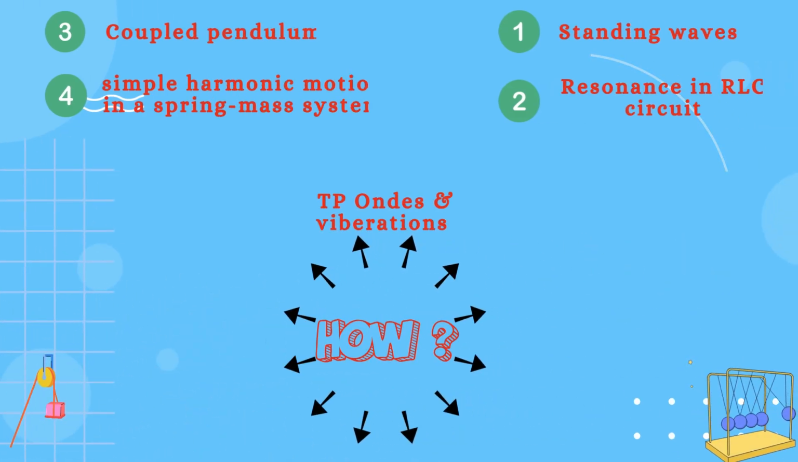In fact, a question comes to mind: how many labs should we do in this module during a season? This module contains different experiments, and usually we do just 4 to 5 lab classes. Amongst them we mention standing waves, resonance in series LC circuit, coupled pendulum, and simple harmonic motion in spring mass system. In our video, we're just going to present a summary of 2 lab classes, which are resonance in series LC circuit and simple harmonic motion in spring mass system.